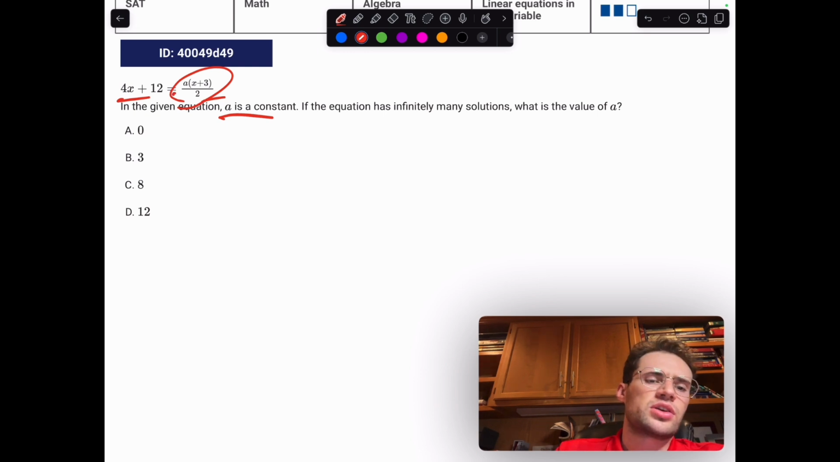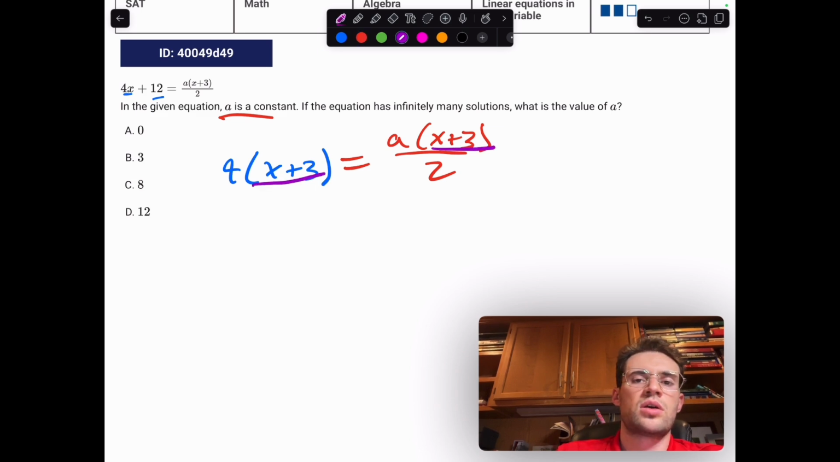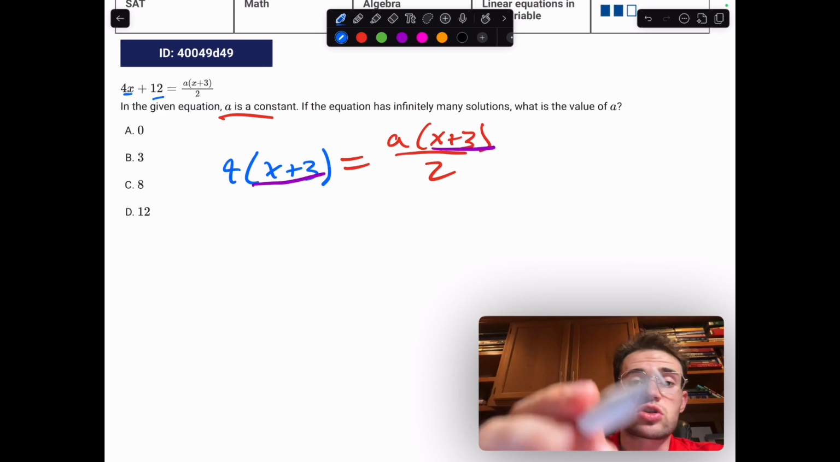Or what I'm actually going to do is try to make the left side look a little bit more like the format of the right side. So we want to have something times x plus 3, right? So 4x plus 12, right? These both have 4 as a factor, so you can pull that 4 out, and it's 4 times x plus 3. Right, so 4 times x plus 3 is equal to a times x plus 3 over 2, which in both of these cases you have an x plus 3 being multiplied by something. Right, so we can basically divide both sides by x plus 3, you can think of it that way.